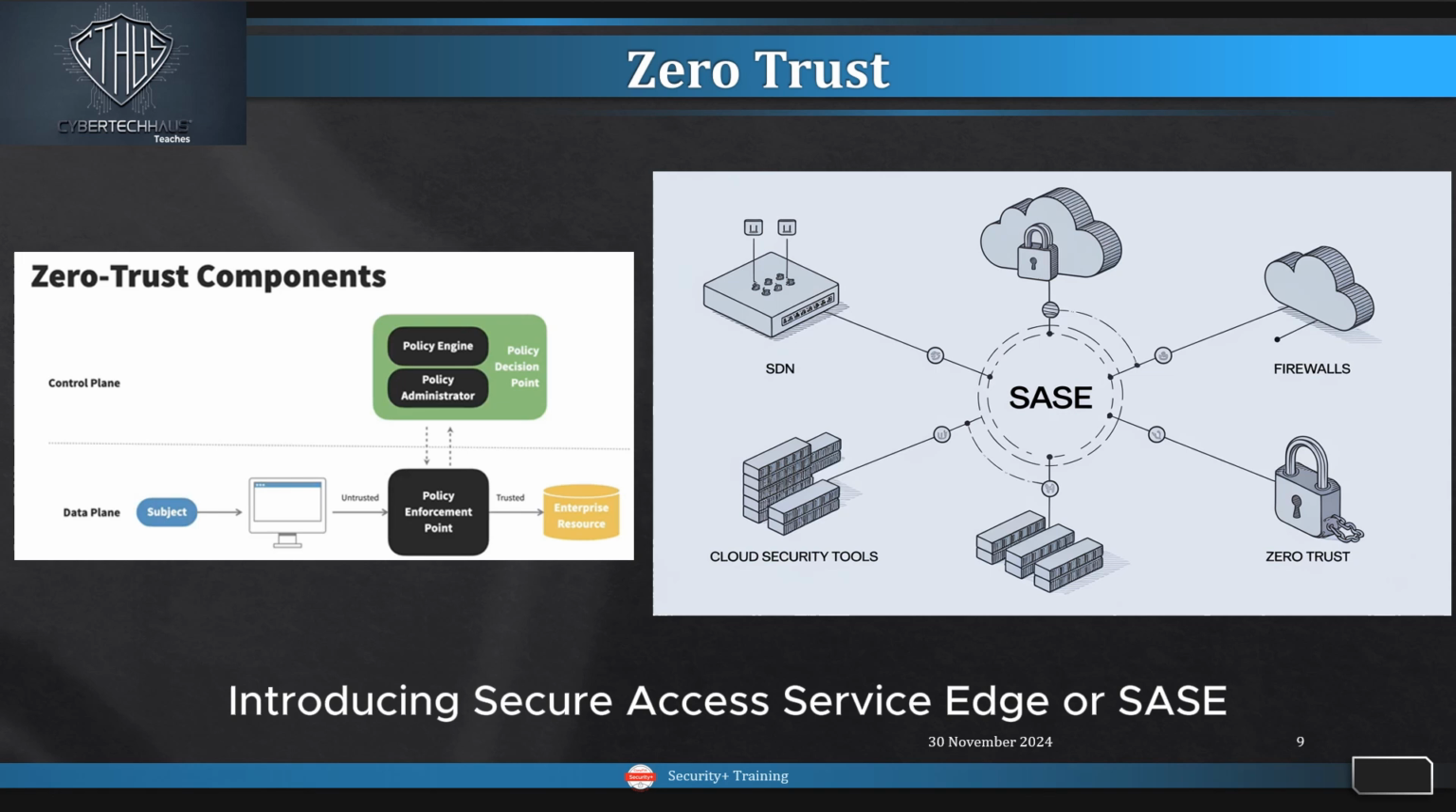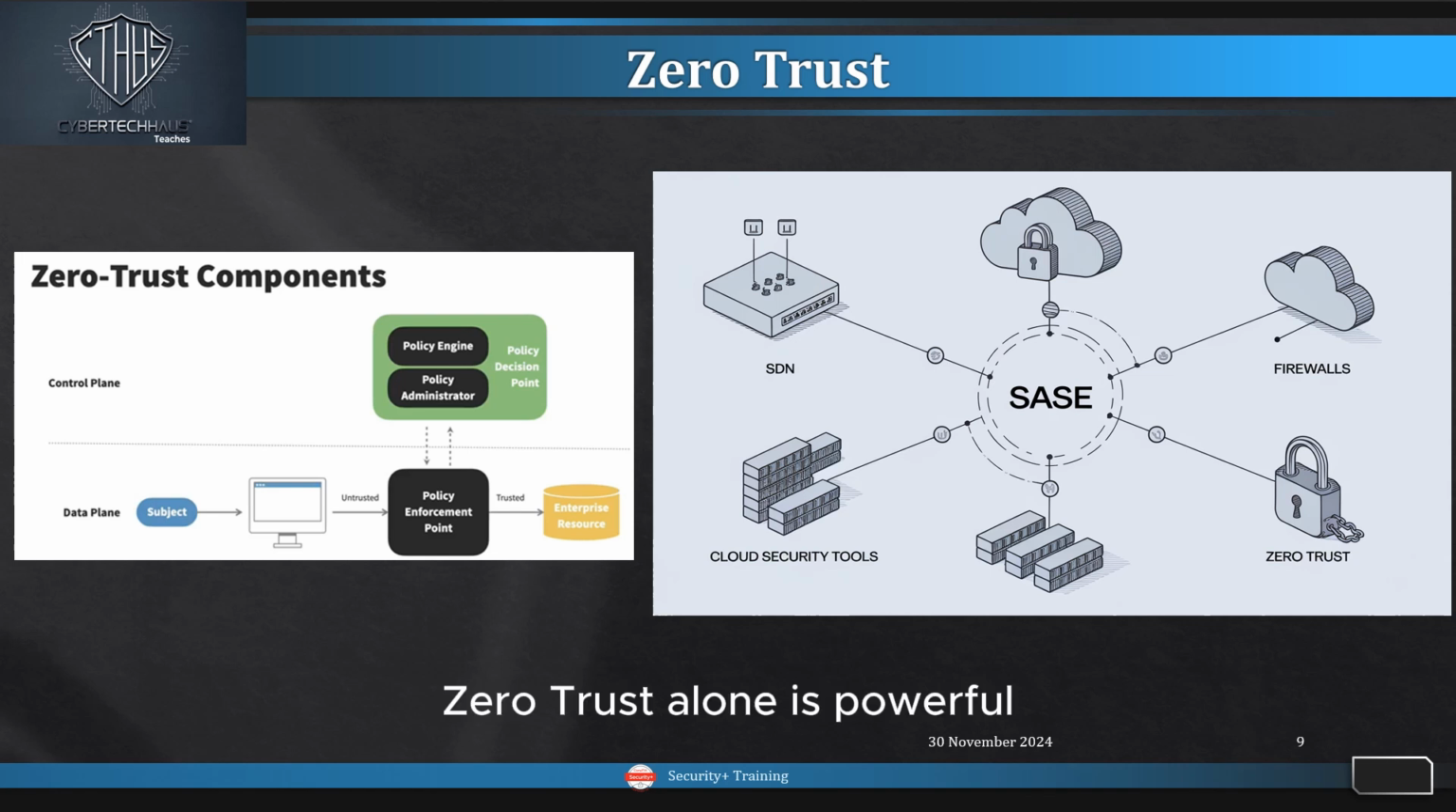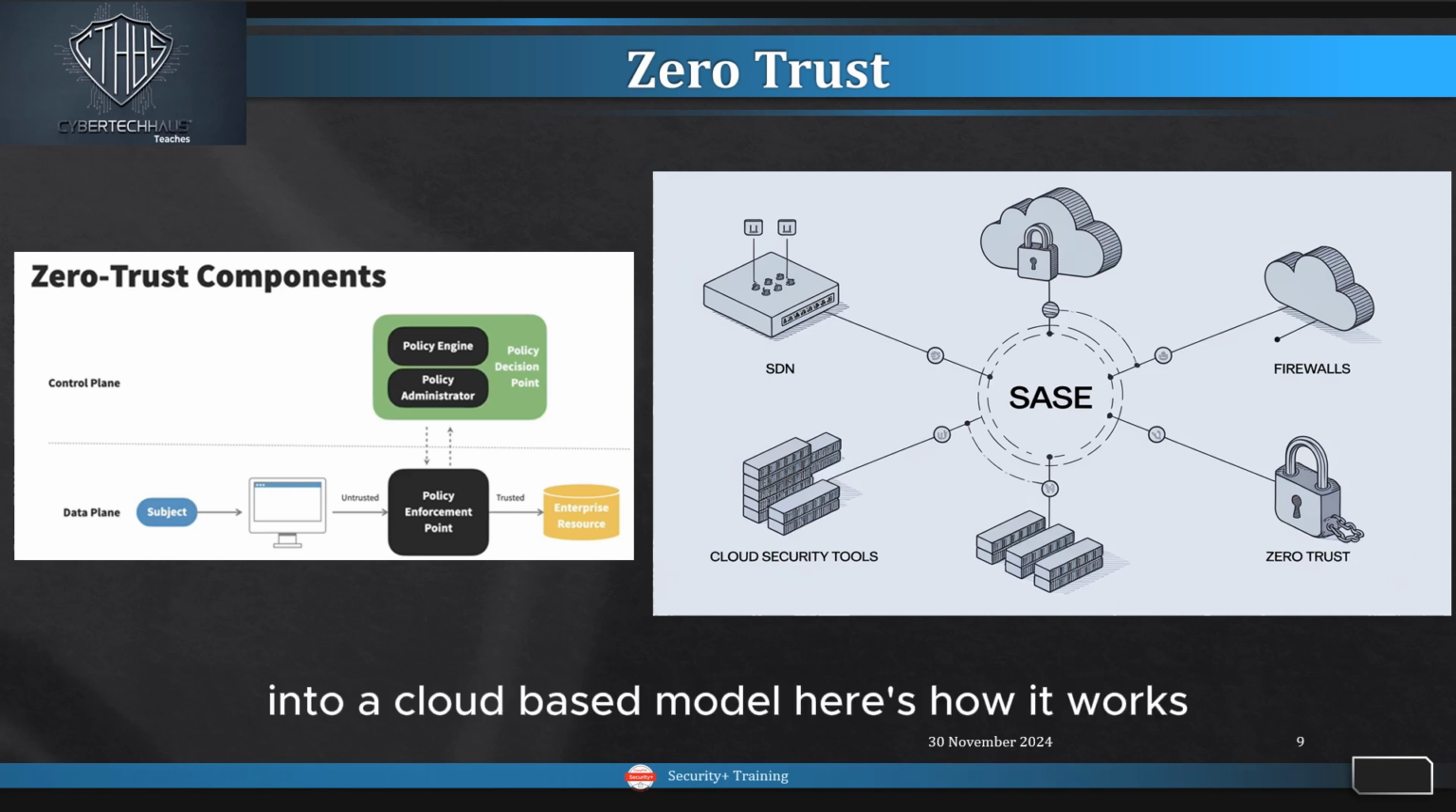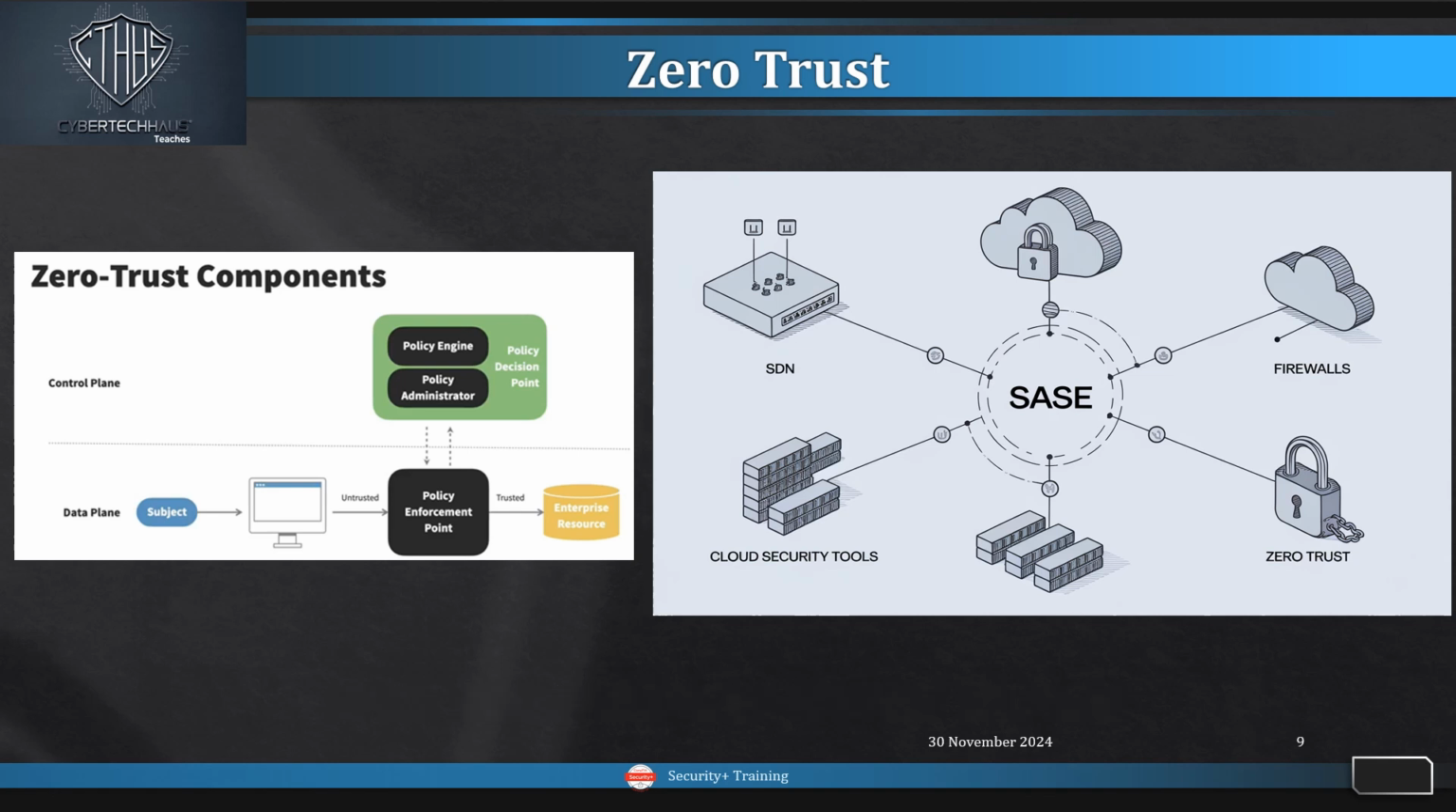Introducing Secure Access Service Edge, or SASE. Zero Trust alone is powerful, but it can be taken further with SASE, the Secure Access Service Edge. SASE combines network and security services into a cloud-based model. Here's how it works. SASE blends software-defined network, or SDN, cloud security blockers, firewalls, and other security tools.